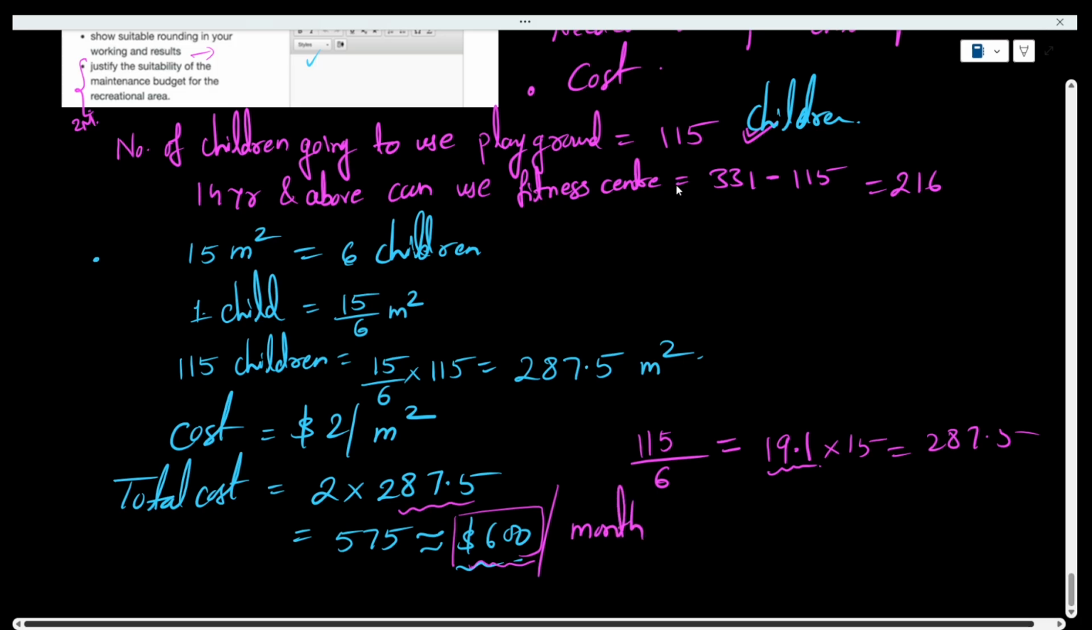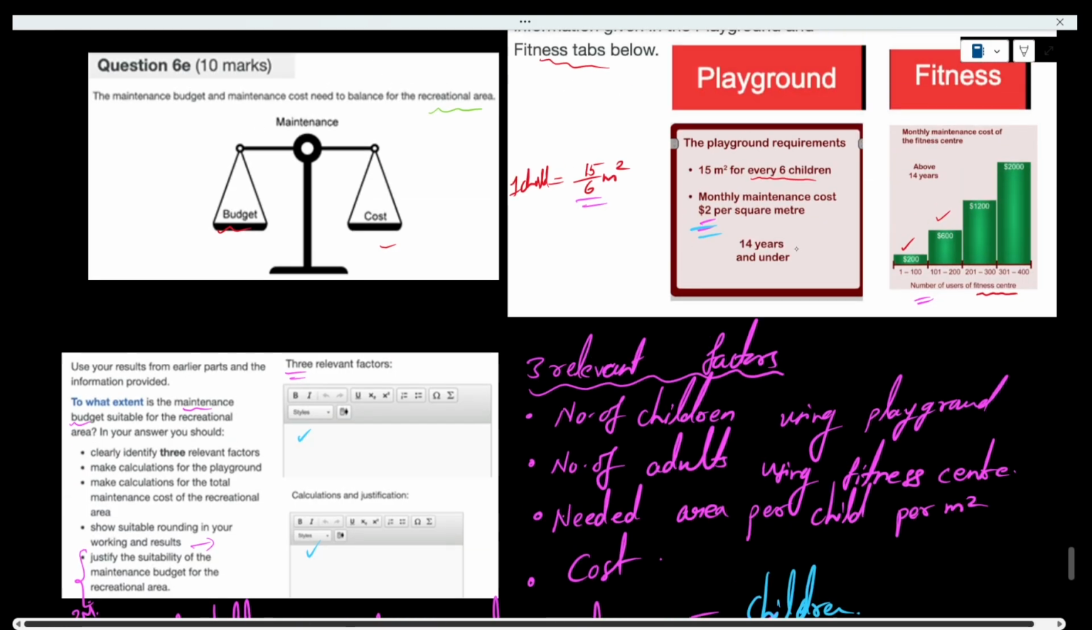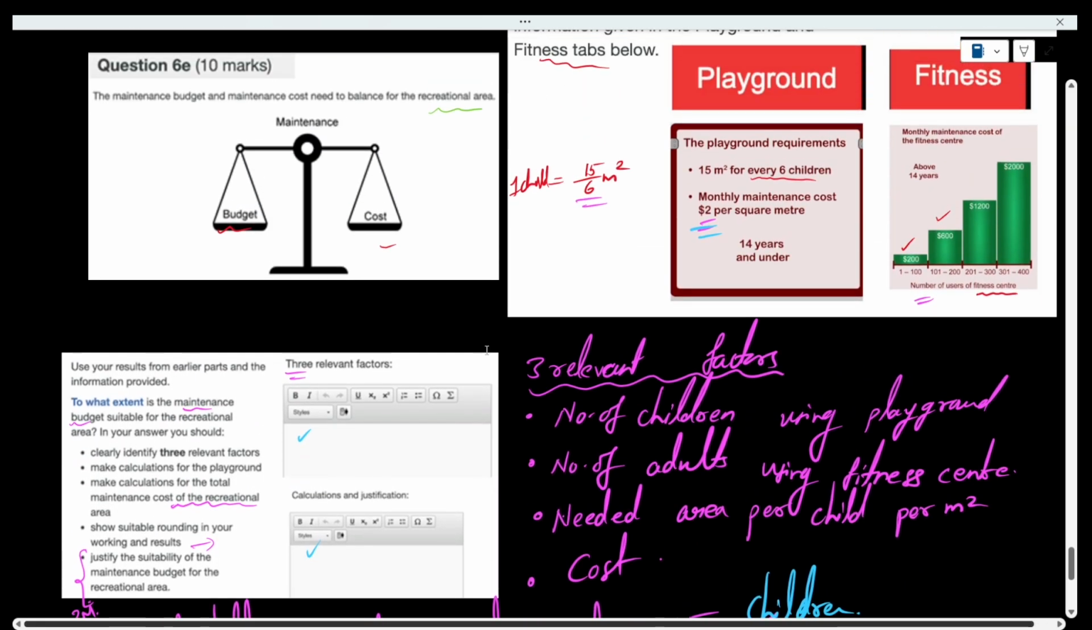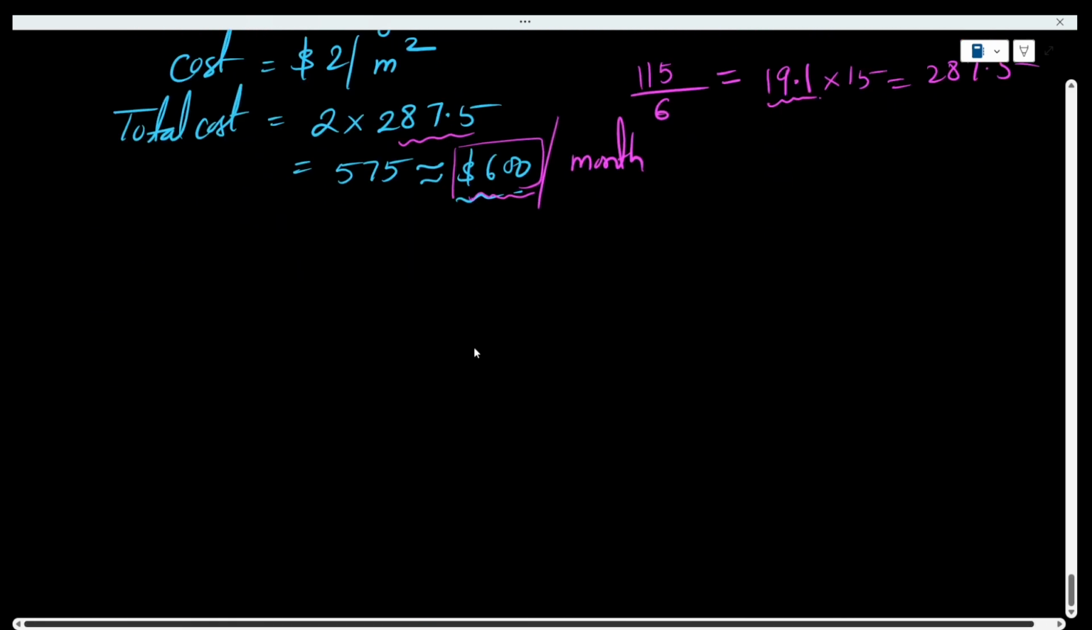Because if you see here, this is the given monthly maintenance cost, right? So you need to find out your calculation for the total maintenance cost and cost of the recreational area. So first we got the playground. Now we have to find out how much will be the maintenance charges for the fitness center, right?